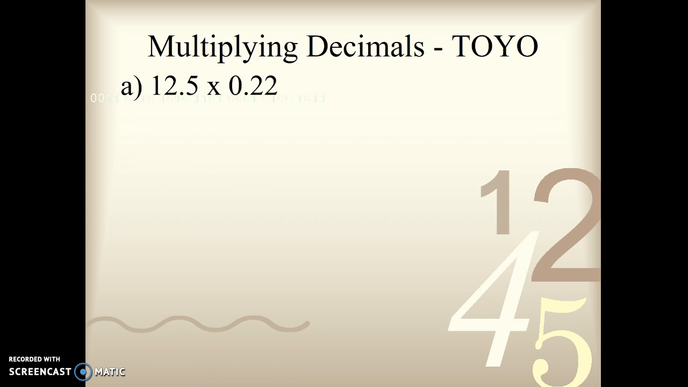All right, let's look at this first problem. We have 12 and 5/10 times 22 hundredths. So our first step, of course, is to line up the numbers vertically. And then we're going to multiply.